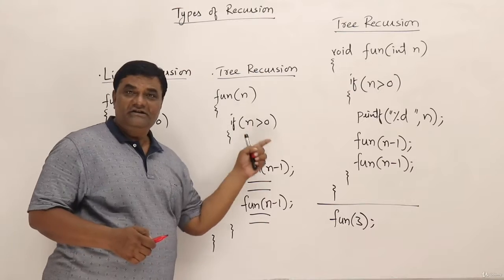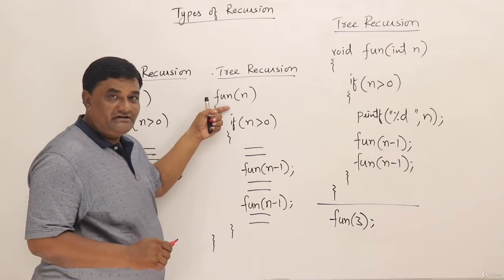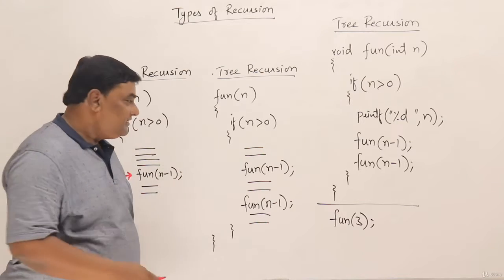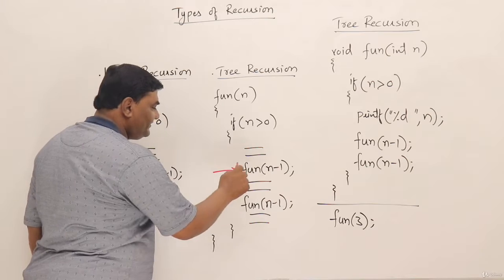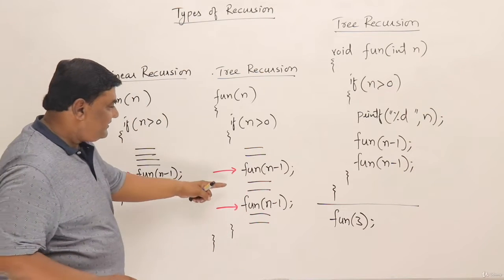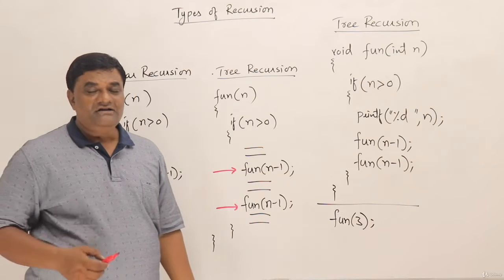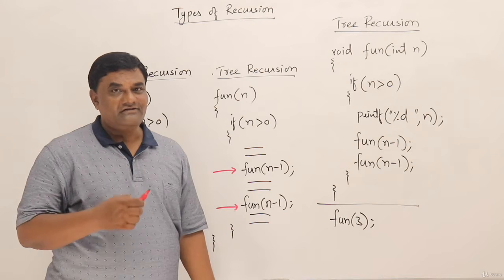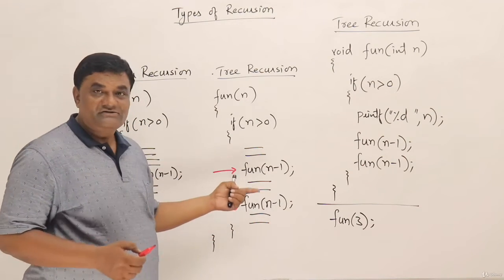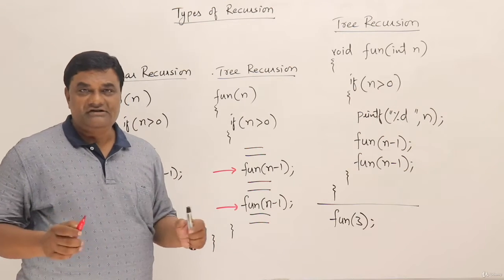Then here, tree recursion. So what is tree recursion? If a recursive function is calling itself more than one time. Here you can see it is calling itself the first time, and here it is calling itself the second time. So if a recursive function is calling itself more than one time, then it is tree recursion. In my example, I have shown it as 2 times, but it may be more than 2 times also. That we call tree recursion.